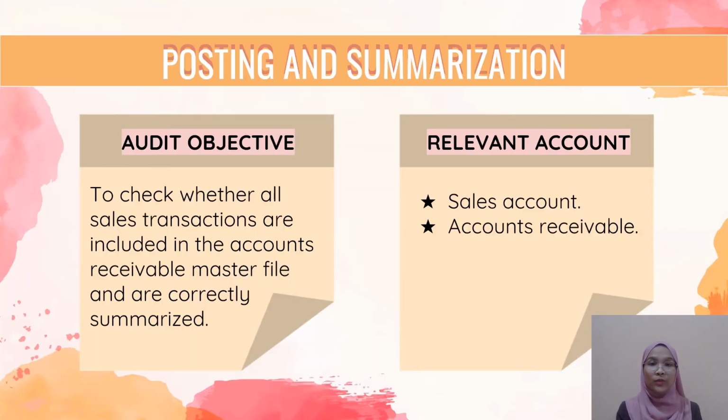I'm going to proceed with the next assertion, which is posting and summarization. Posting and summarization is that sales transactions are included in the accounts receivable master file and are correctly summarized. The audit objective is to check whether all sales transactions are included in the accounts receivable master file and are correctly summarized. The relevant accounts involved are the sales account and accounts receivable.